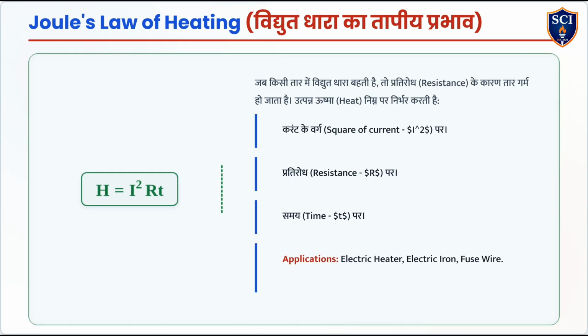Joule's law of heating states that heat generated in a wire is directly proportional to the square of the current, the resistance, and the time. It has applications in devices like electric heaters and fuse wires.